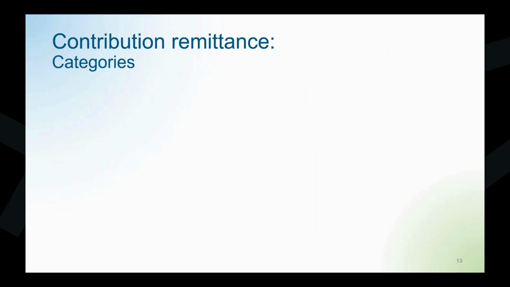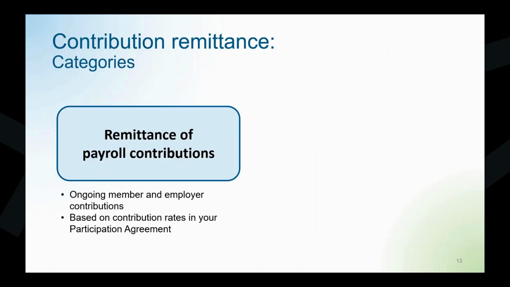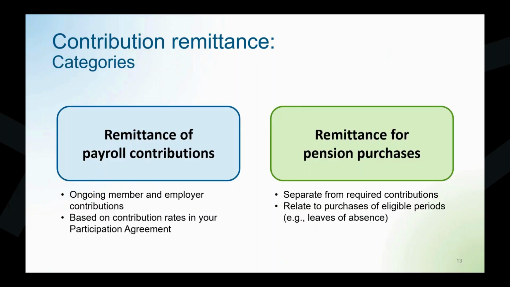Remitted amounts can be grouped into 2 main categories. First of all, payroll contributions. These represent the ongoing member and employer contributions based on the contribution rates outlined in your participation agreement. And then we have remittances for pension purchases. These are separate from required contributions and relate to pension purchases such as leaves of absence.